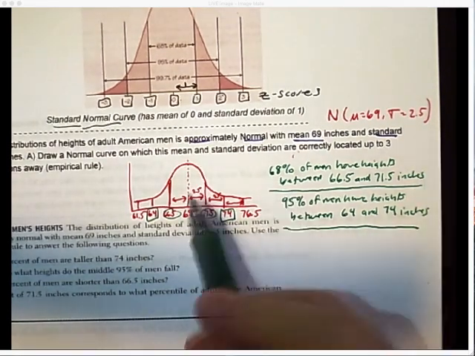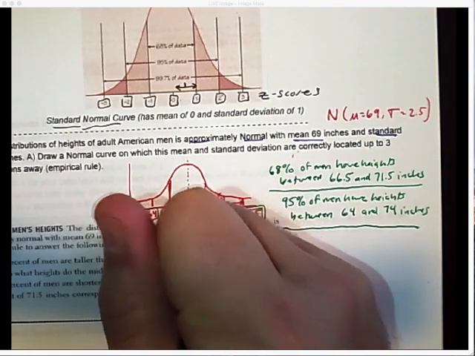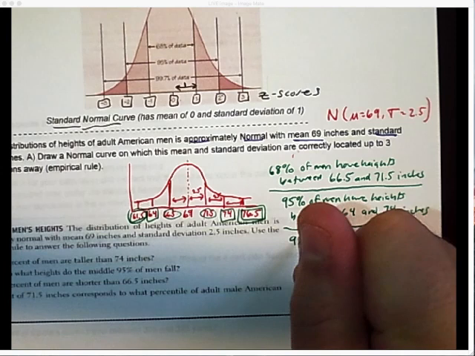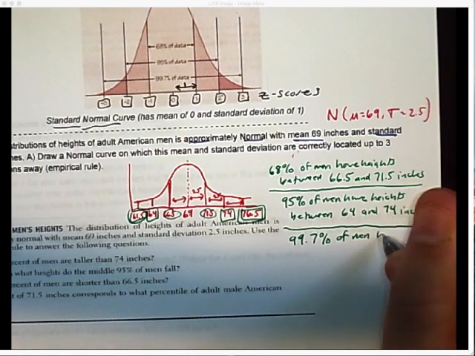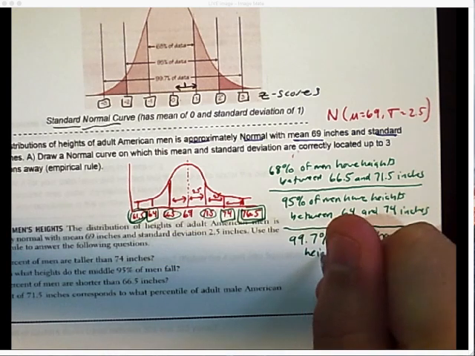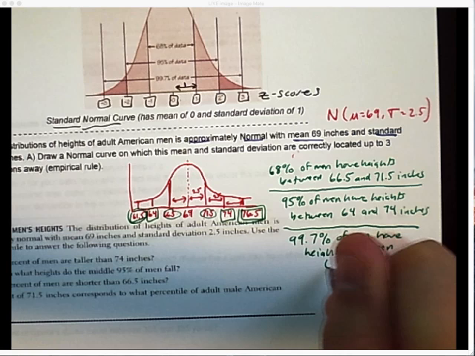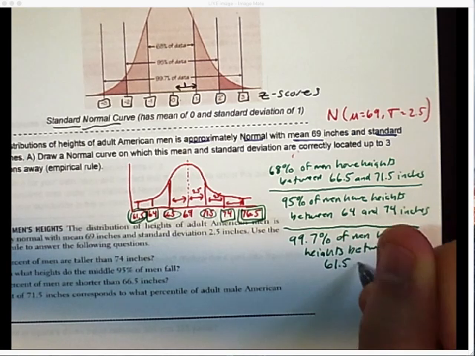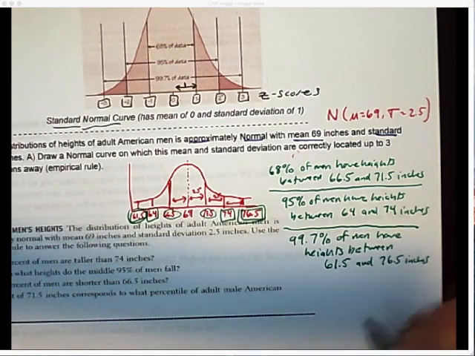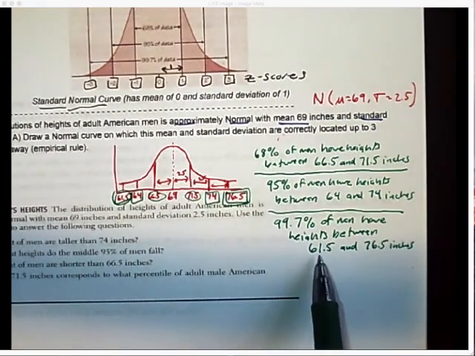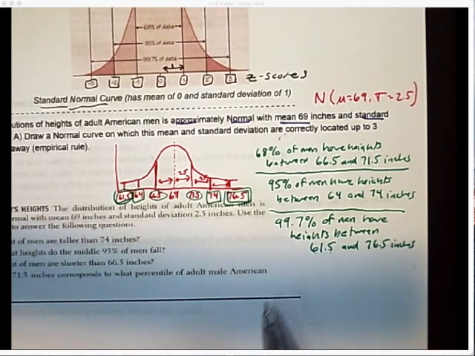All right, and if we go 3 standard deviations, we can say that 99.7% of men have heights between 61.5 and 76.5 inches. Okay, so this is 5'1.5", and this is 6'4.5", because there's 12 inches in a foot.